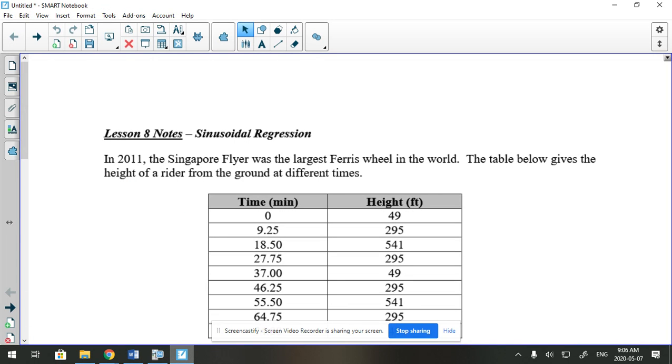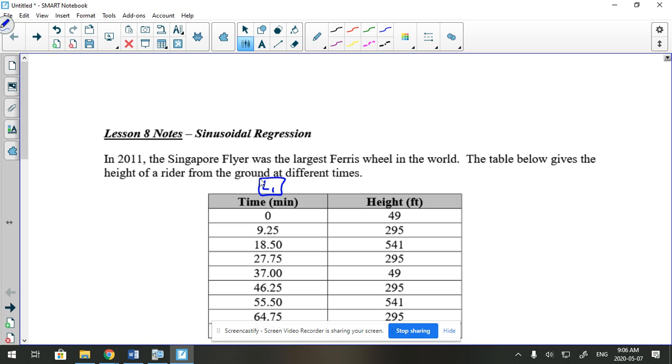Okay, so sinusoidal regression, the example we're going to go through is in 2011, the Singapore Flyer was the largest Ferris wheel in the world. The table below gives the height of a rider from the ground at different times. So if you think of a Ferris wheel spinning around, you're going to kind of go up high and then down low, and then up high and then down low, which is going to kind of track the sinusoidal pattern if you graph it. So all the information's in the chart here, and you'll see in your notes I've kind of labeled what you need to do.